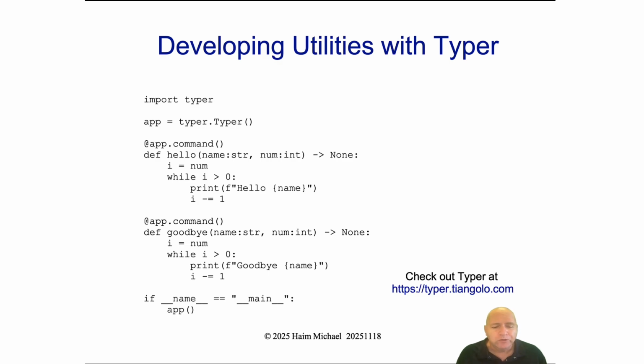Here in this code sample, we use the Typer library in order to develop a new utility. As you can see, we use a decorator in this code sample for marking hello and goodbye as commands to be used. Actually, Typer is an excellent library for developing utilities you will use in the terminal, and I strongly recommend you check it out at typer.tiangolo.com. It comes from the same developer that developed FastAPI.